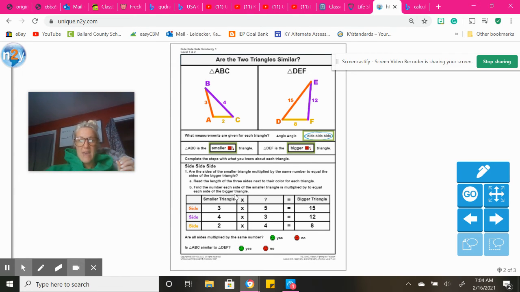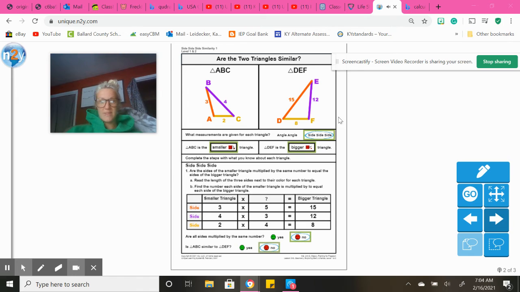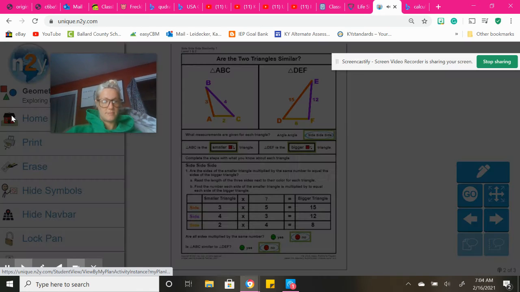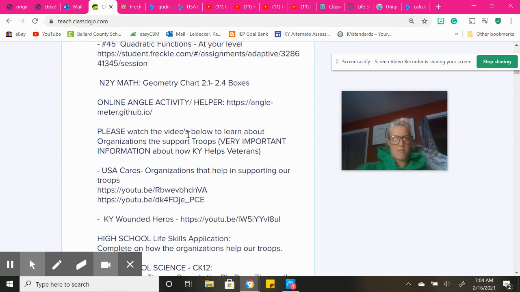So knowing that if we multiply by the same number, so here we have multiplying by 5, we get 15. So are they multiplied the same way? No, this is multiplied by 5, 3, and 4. It's not the same number. So no, they are not similar. You complete that next slide. Then that completes math.